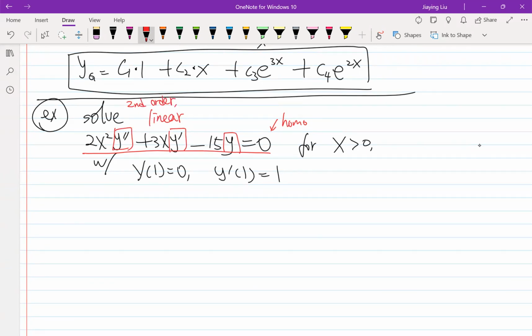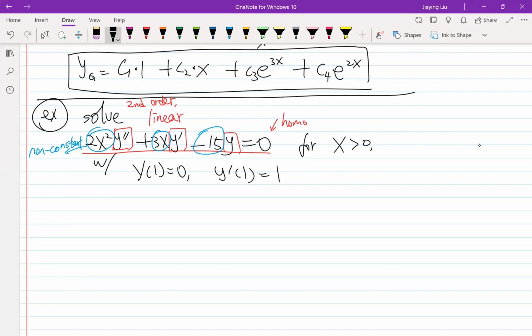But the difference between this example and the examples before is that in this example, the coefficients, the 2x squared, the 3x, the negative 15, are not constant. So, non-constant coefficients. If you try to solve this using the same approach that we used before, I don't think it will work, although I didn't try it. But how do we solve this?